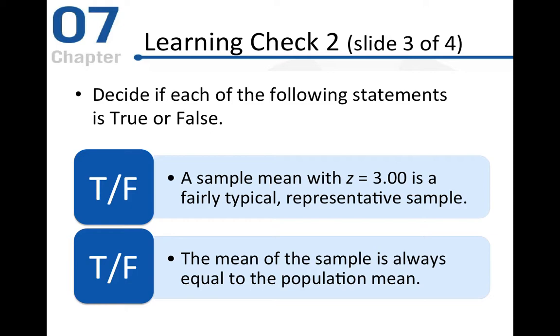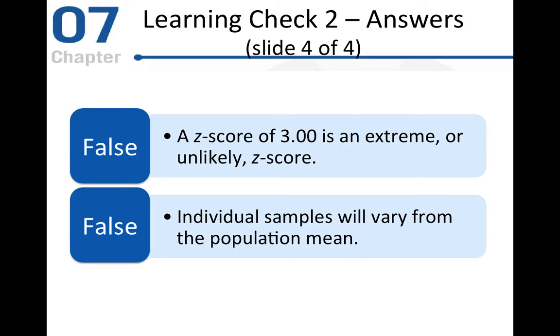Decide if these are true or false. False and false. A z-score of 3 is extreme and is very unlikely. And individual samples will likely vary from the population mean. Why? Because of sampling error. And how do we measure sampling error? Standard error.